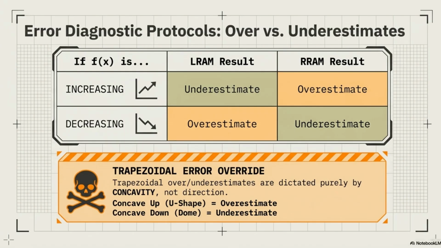You must master the error diagnostic protocols to determine if your approximation is an overestimate or an underestimate. For left-hand sums and right-hand sums, the error relies entirely on whether the function is increasing or decreasing. However, be on high alert for the trapezoidal error override. A trapezoidal sum's error is dictated purely by concavity, not direction. A concave up curve yields an overestimate, and a concave down curve yields an underestimate.